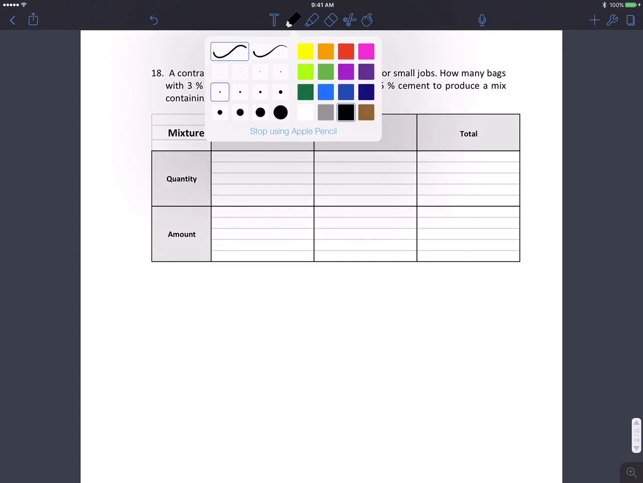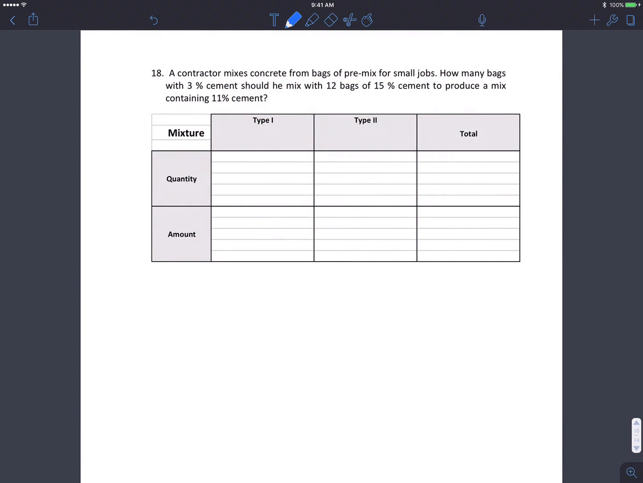Again, let's take a look at what they give us. This here, we got to be careful. This is a classic mixture question. We're mixing, I guess, cement, two types. If we read this, and we'll have to read it probably a few times, we're saying a contractor mixes concrete from bags of premix for small jobs. How many bags with 3% should be mixed with 12 bags of 15% to produce a mixture containing 11%? All right, there's going to be some silent information here, and some solid information here.